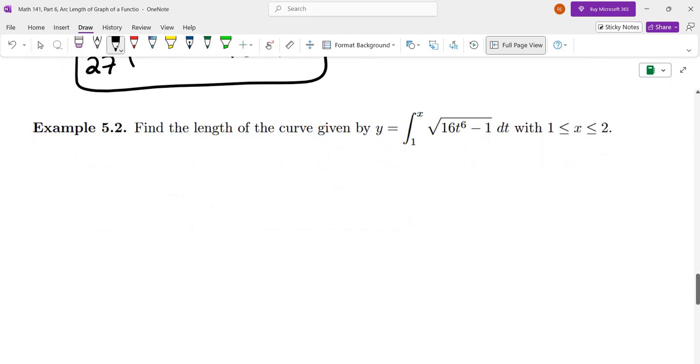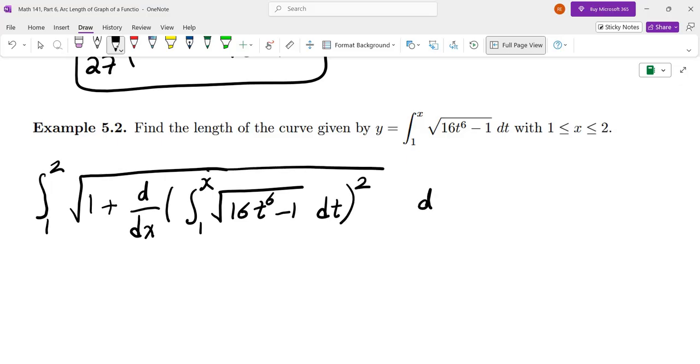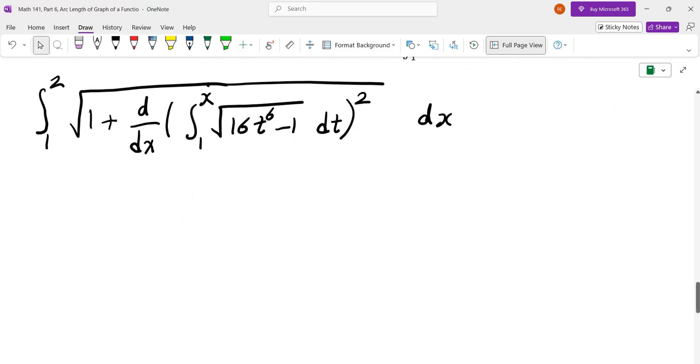So let's do one more example. Find the length of the curve given by this. So let's start by using the same formula. So we have the integral from 1 to 2 of the square root of 1 plus the derivative of this whole thing, the derivative of the integral from 1 to x of root 16t to the 6 minus 1 dt, all of that squared, dx. Now, one thing that you need to remember to be able to solve this problem is that the derivative of an integral is the integrand.